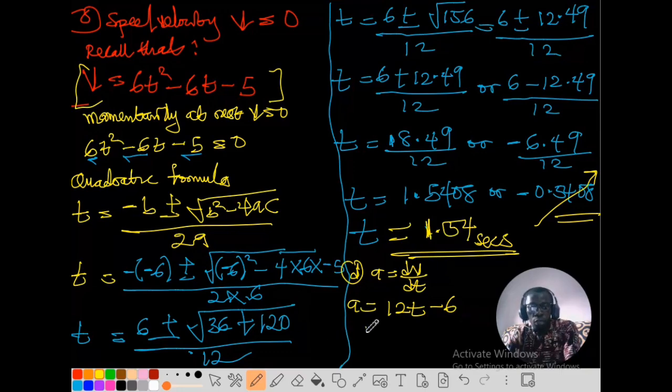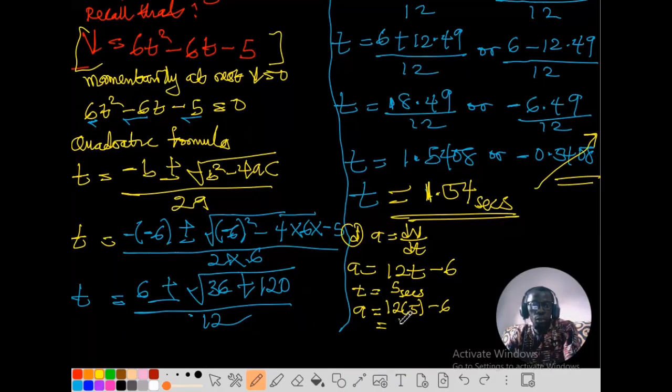It's good to go. Then we have to look for acceleration when t equals 5 seconds. Meaning anywhere you see t here, replace it with 5. So acceleration is going to be 12 times 5 minus 6. 12 times 5 will give us 60. 60 minus 6 will give 54, and acceleration is in meters per second squared.